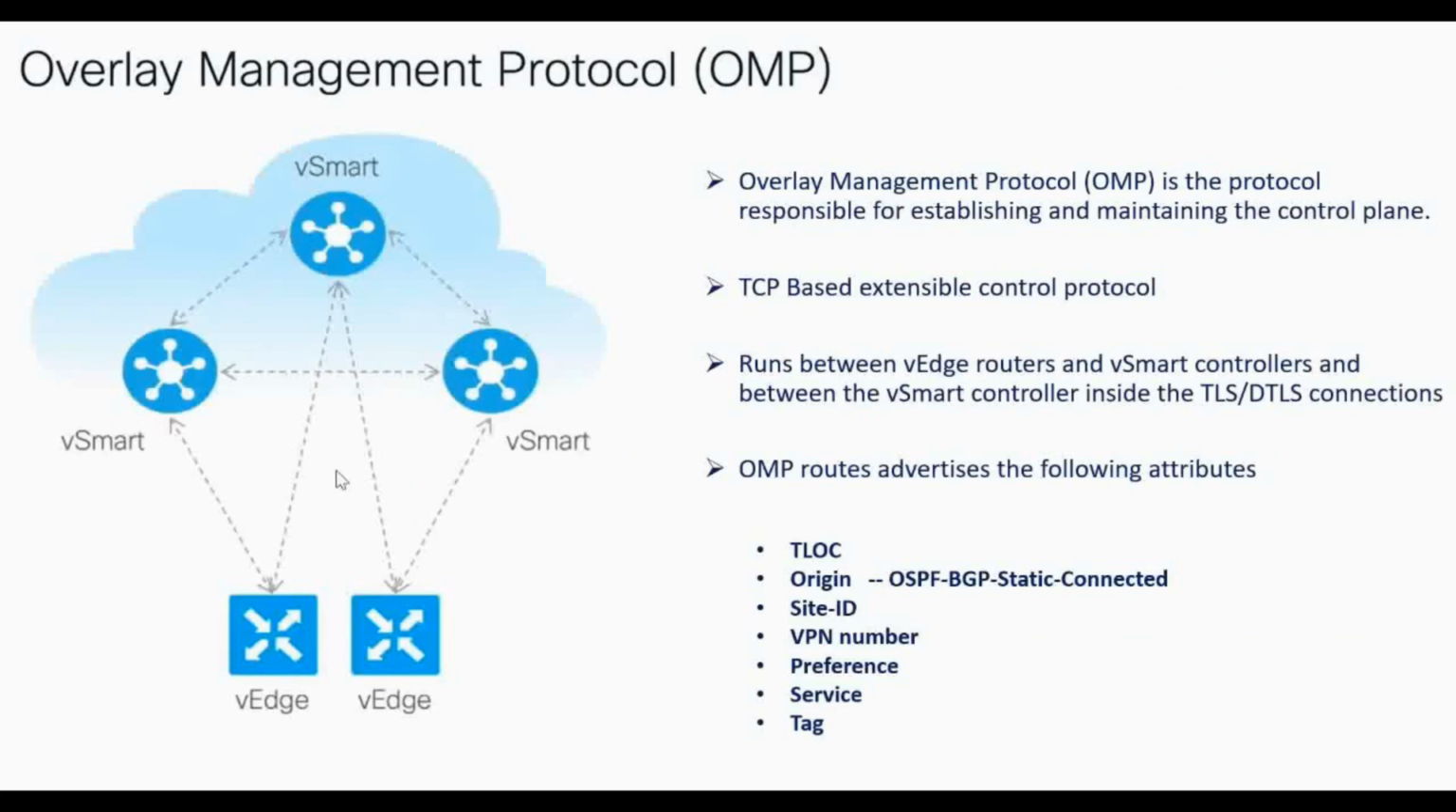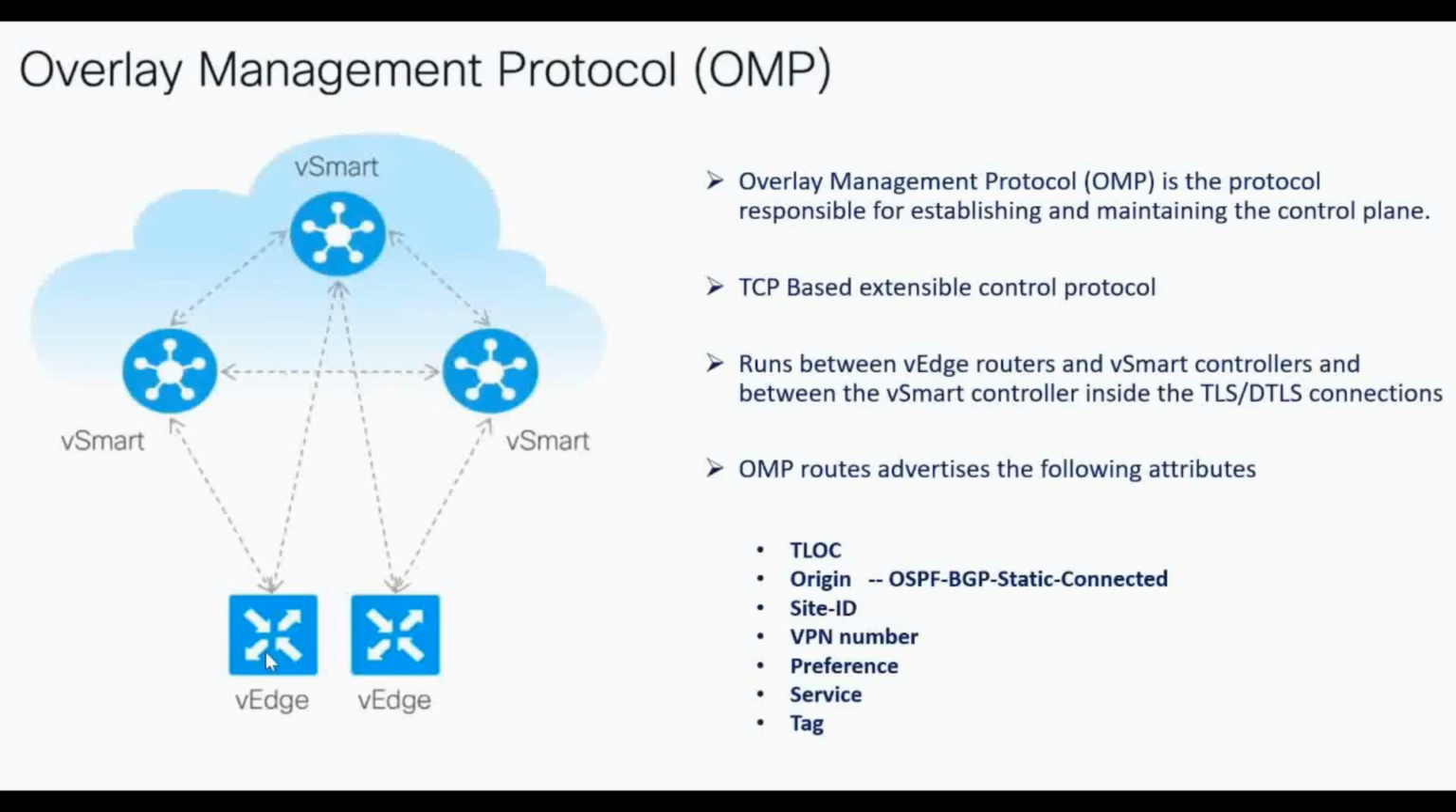You can see in the topology, the OMP protocol runs between your vEdges and vSmart and between your vSmarts. So Overlay Management Protocol is a protocol responsible for establishing and maintaining the control plane. It's a TCP based extensible control protocol. It runs between your vEdge routers and vSmart controllers, and between the vSmart controllers inside the TLS and DTLS connections.